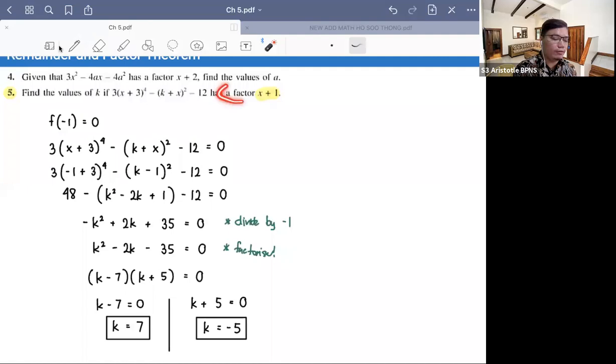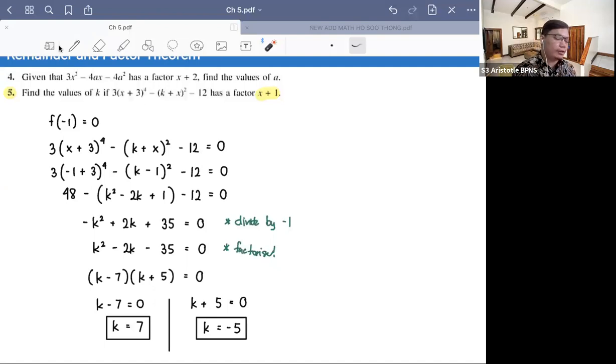Again, when you see the word a factor, that's always equal to 0. The function is always equal to 0. Back in remainder theorem, it will tell you has a remainder of. You will see that phrase when it comes to remainder theorem questions. But for this one, when you see the word a factor, it's equal to 0. Okay. So that's it for number 5. Do you have any questions?